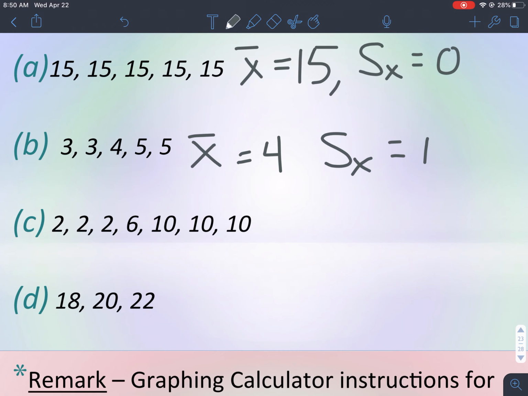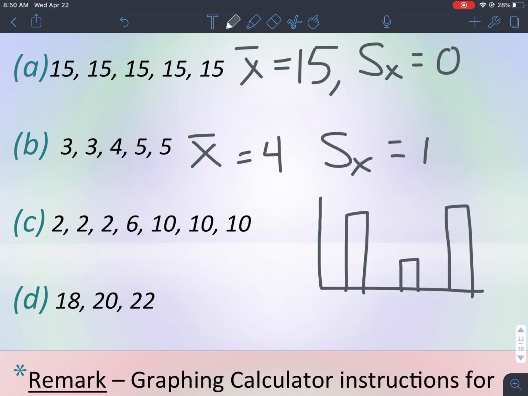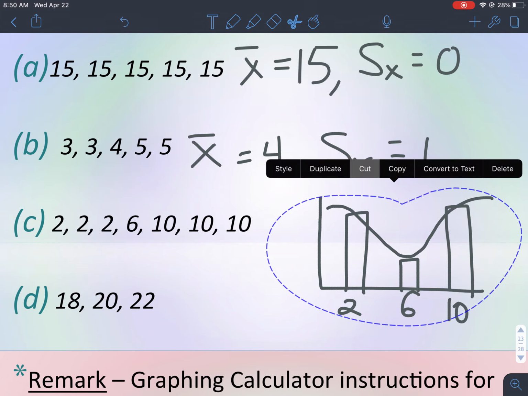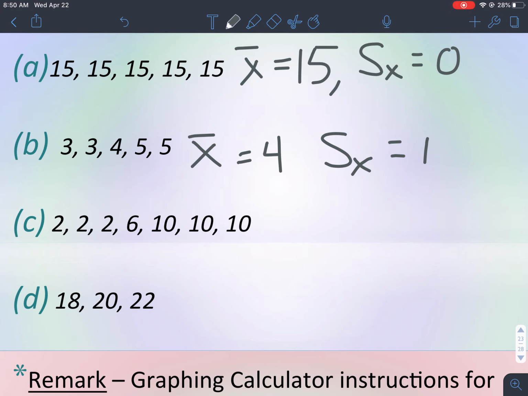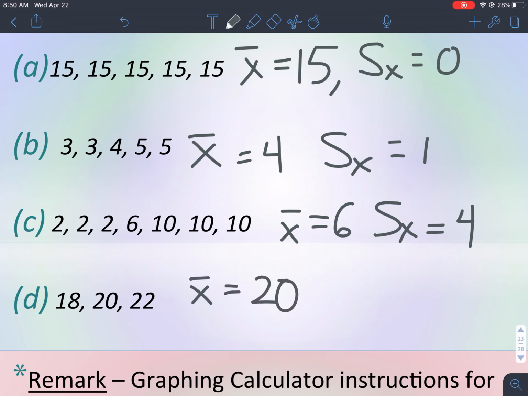Look at C. This would be a histogram that would look like this. 2's on the left, 6 in the middle, 10's on the right. Perfectly symmetric. So the mean is going to be 6, and the standard deviation, you should have gotten 4. Finally, part D, the mean is 20, standard deviation is 2.